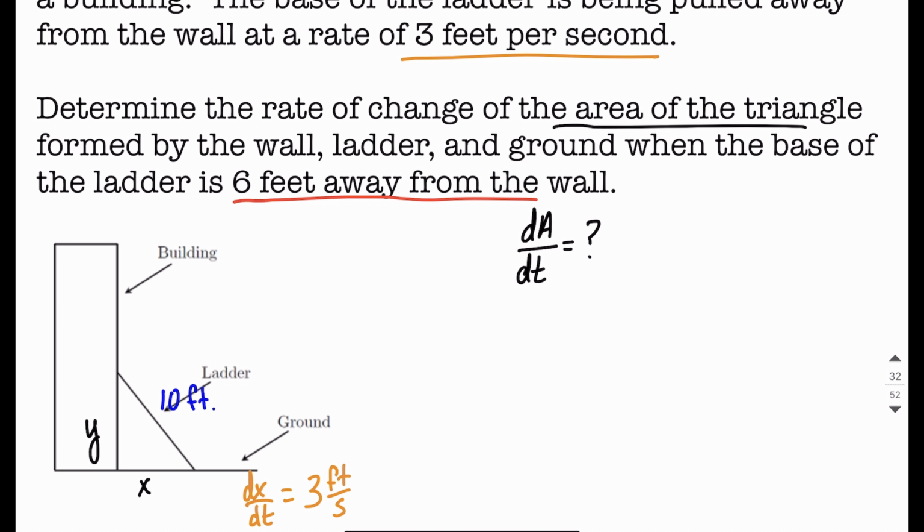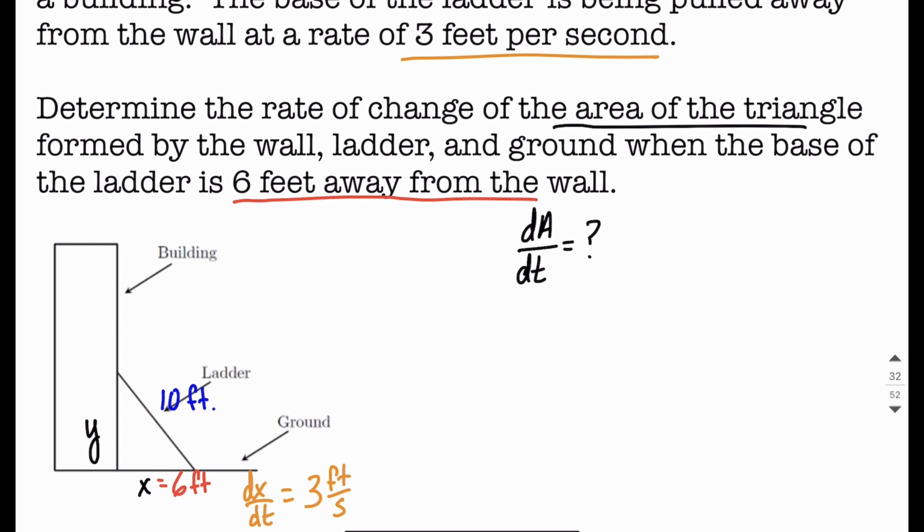If the ladder was getting pushed somehow in towards the wall, then it would be negative, because our horizontal distance is getting smaller. Some other things we want to fill in here: we're told that the horizontal distance the ladder is away from the building is 6 feet. So I'm going to go with an X value of 6 feet as we're looking at this.